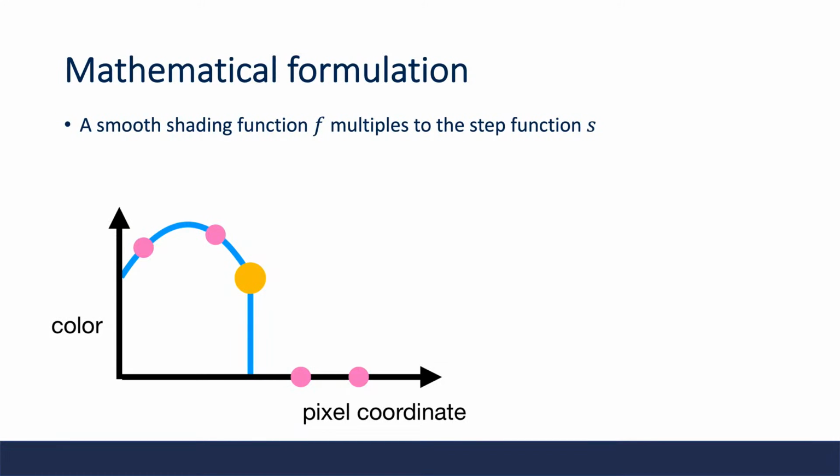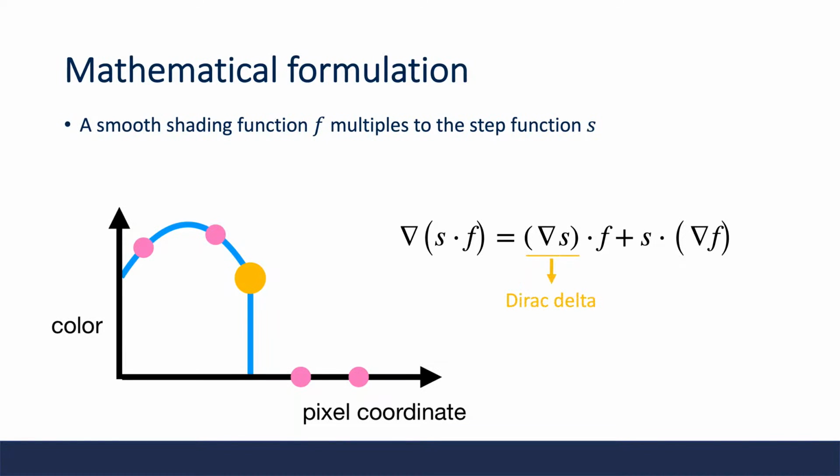We also handle the shading derivatives correctly by combining edge samples and area samples. You can see this by applying the product rule. The first term, which contains the delta functions, and the second term, which is a smooth shading derivative, can be estimated by the pink area samples. So basically, by combining these two sampling approaches, we can get the approximation of the gradient in the integral.